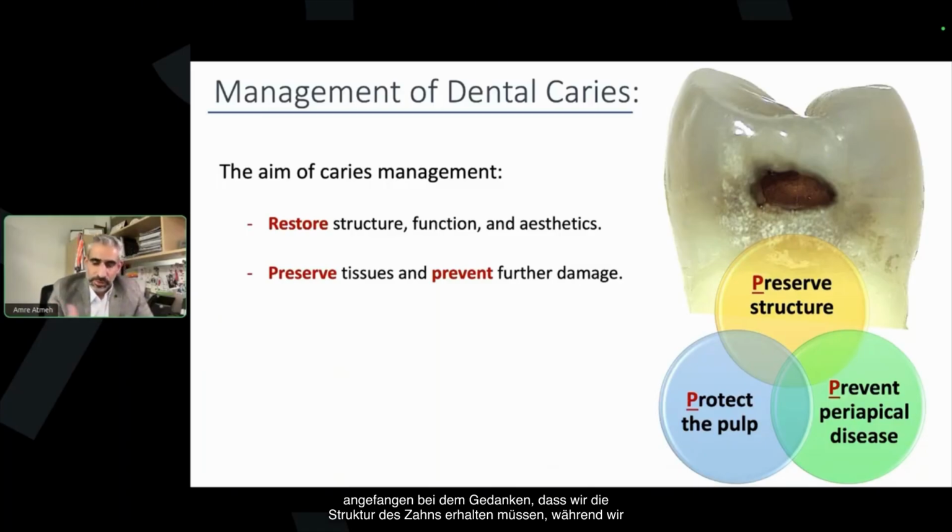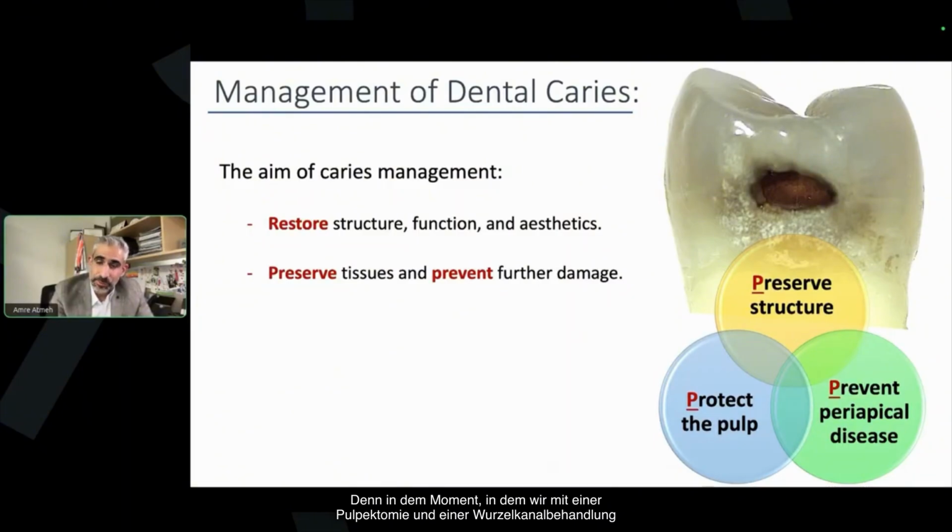But there's another very important aspect that should be taken into consideration when it comes to caries management. And that's what I call the three Ps. Starting from keeping in mind that we need to preserve the structure of the tooth while we're treating the cavity, balancing between what we remove and what we leave behind. Secondly, to protect, keeping in mind that we want to protect the pulp, because the pulp, as I said, is the vital part of the tooth.